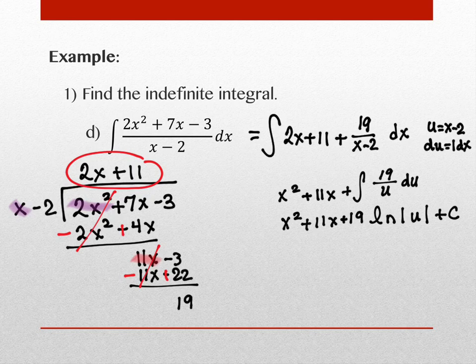Am I done? I need to plug my u back in. Yes. So x squared plus 11x plus 19. That 19 is being multiplied by the natural log of the absolute value of x minus 2 plus my c.